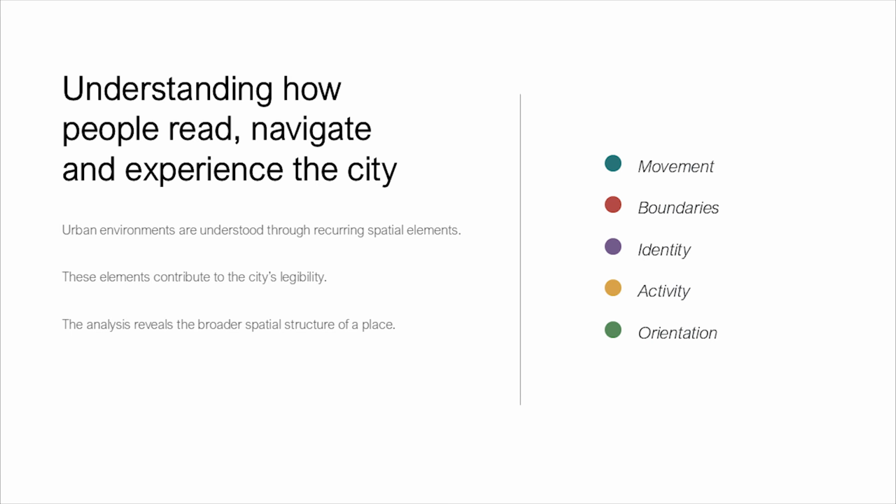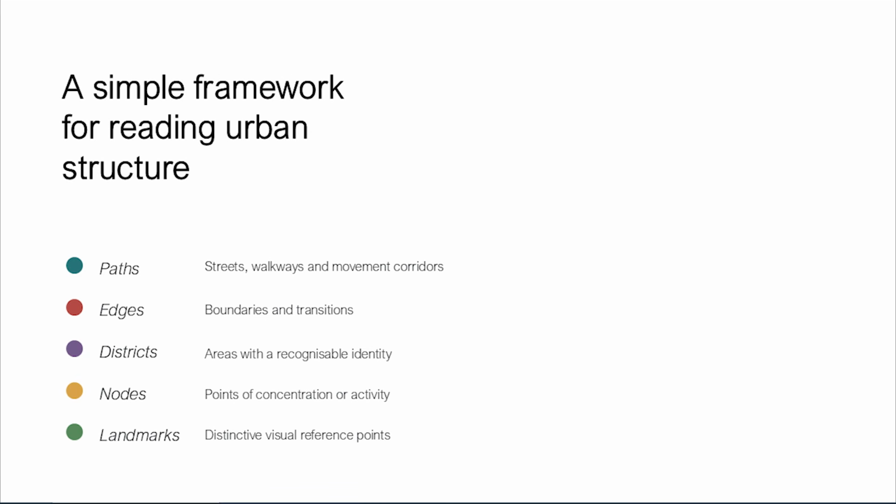In Kevin Lynch's framework, which is fundamentally concerned with how we read, understand, and navigate the city, we will look at those buildings individually and look at those elements that help create what we call the mental image or the legibility of that urban environment. In other words, we're going to identify the paths, the edges, districts, nodes, and landmarks.